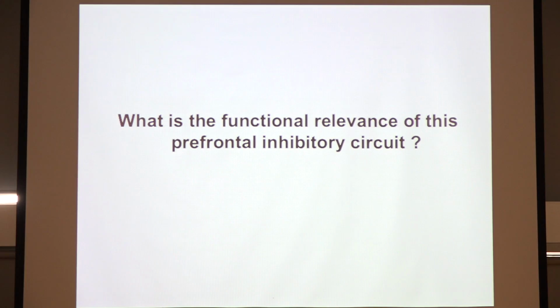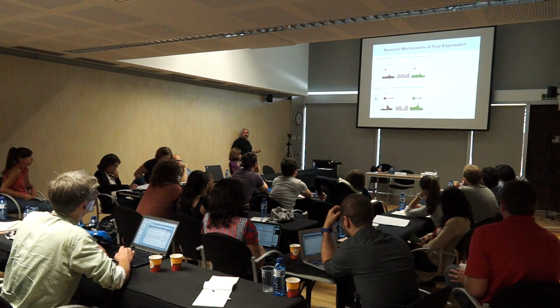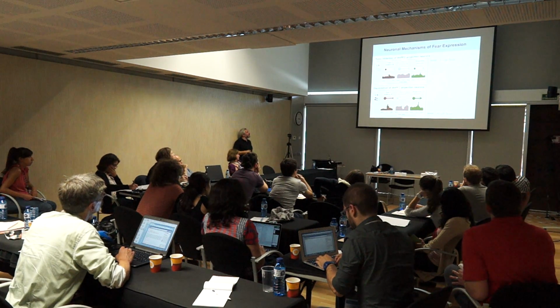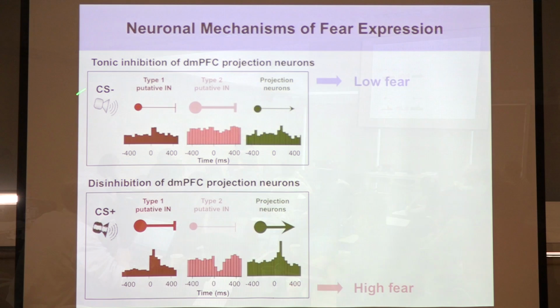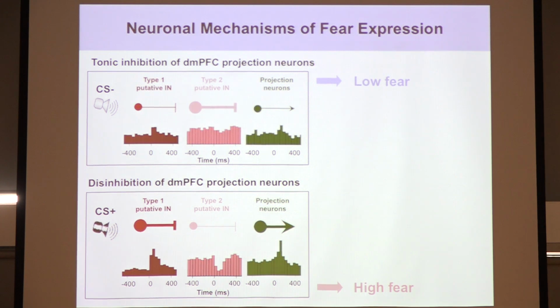So what is the functional relevance of this prefrontal inhibitory circuit? So this is just the model we had in mind at this time. You have two conditions, the CS minus condition and the CS plus condition. When you play the CS minus, this is associated with a low fear state. When you play the CS plus, this is associated with a high fear state, and these are the three types of neurons we have recorded in the mPFC. Type 1 and type 2, and also the putative excitatory neurons.